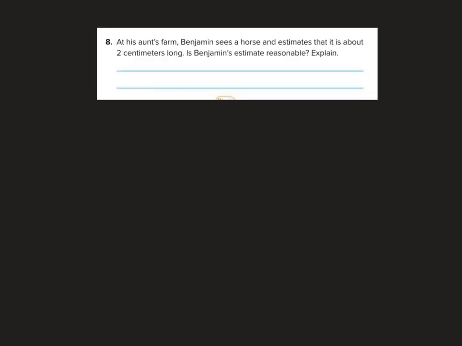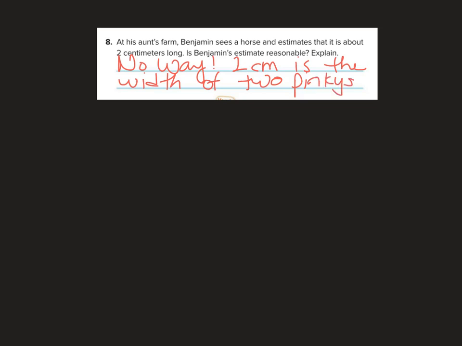All right, at his aunt's farm, Benjamin sees a horse and estimates that it is about 2 centimeters long. Are horses 2 widths of your pinky long? No way. Explain. 2 centimeters is the width of 2 pinkies. P-I-N-K-I-E-S, I'm going with. The width of 2 pinkies. Horses are large animals. Definitely bigger than 2 ladybugs.